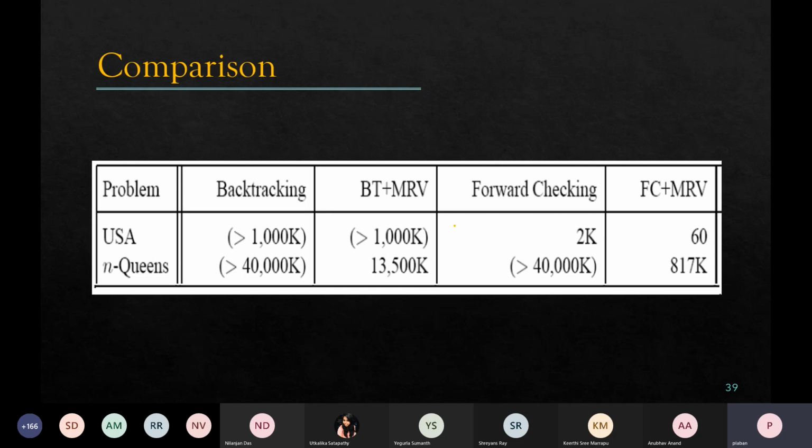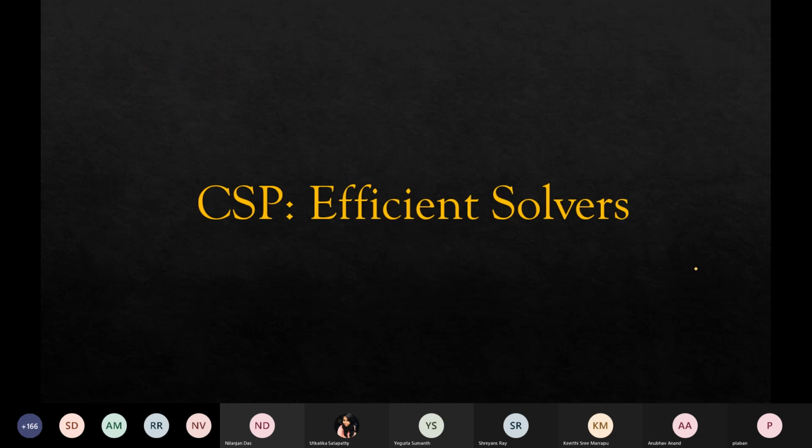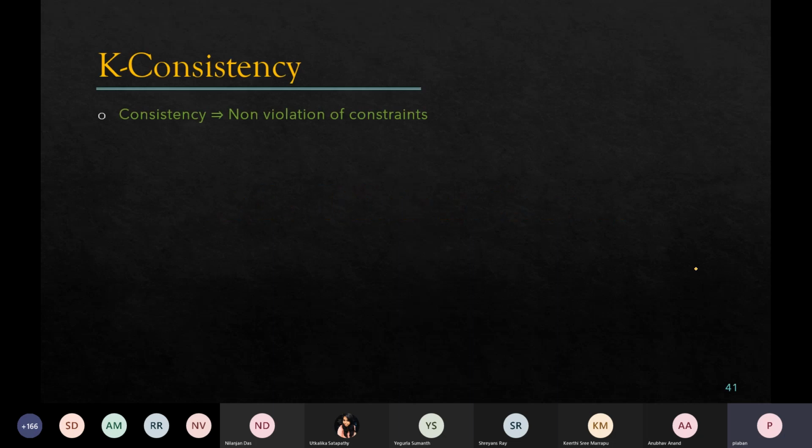And this is a bit of comparison for two problems: one is painting the map of USA and the other is the n-queens problem, right? And as you can see, if we combine forward checking with MRV, we have really gained a huge improvement, so we have fewer comparisons or fewer steps involved here, right? Now we can make the solvers more efficient. So let us talk about efficient solvers for CSP.